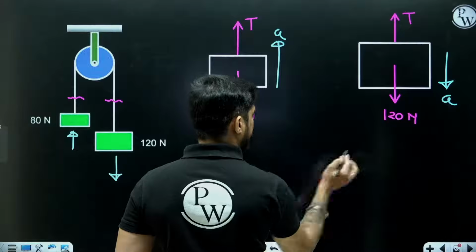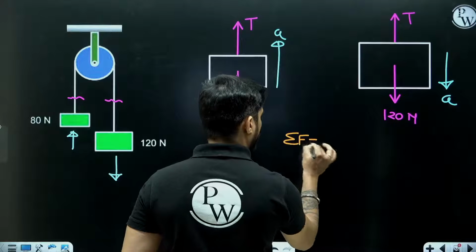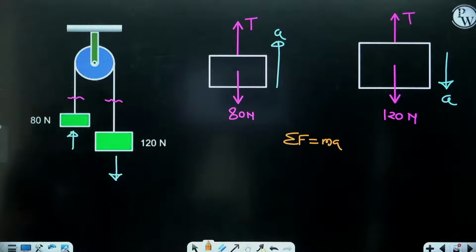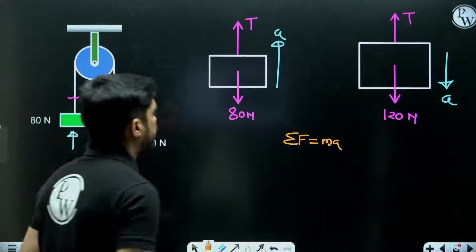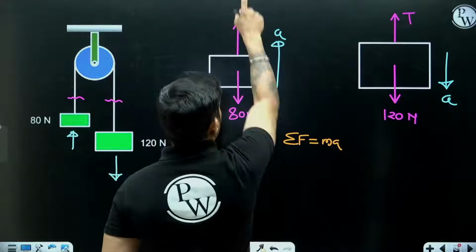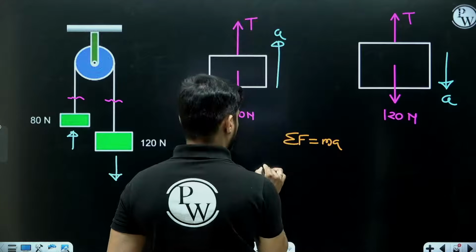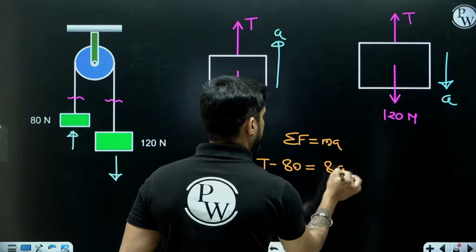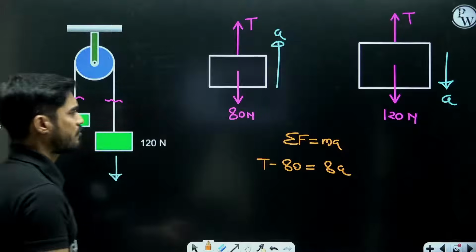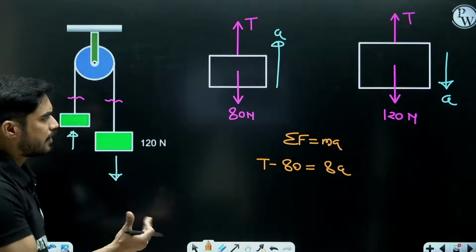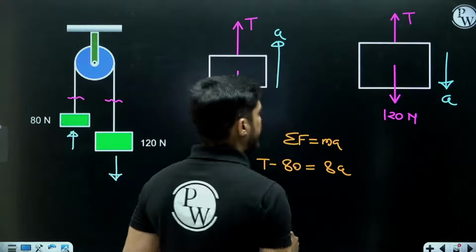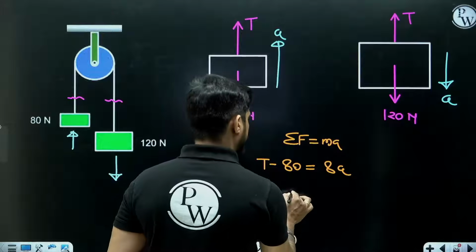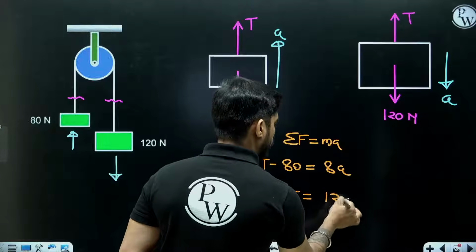Now we will apply summation of F equal to MA on both the blocks. For the first block, the net force will be upward. So it will be T minus 80 equals 8A. Mass will be weight by g, na, 8A. And second, 120 minus T will be equal to 12A.